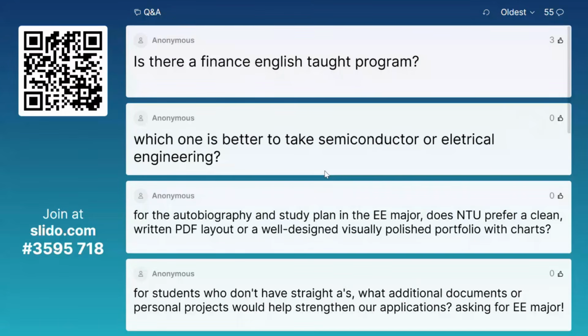Is there a finance English-taught program? Our Department of Finance is a Chinese-taught program.